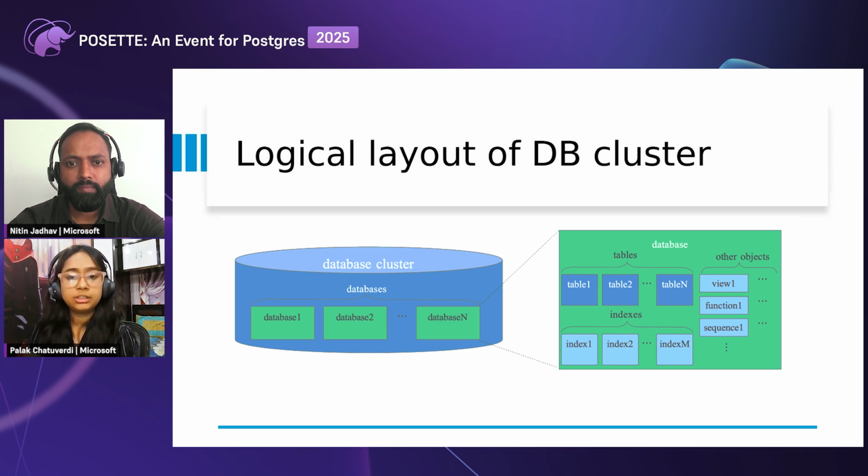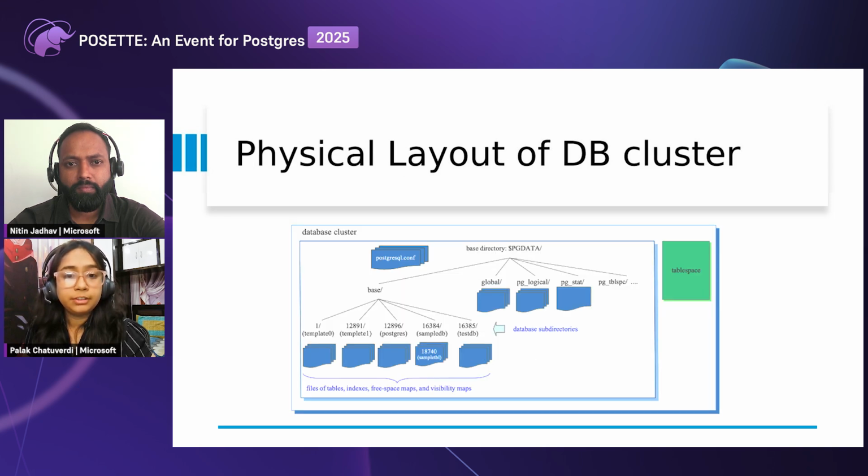You just need to run a SQL query, select star from pg_class or select star from pg_database, and you'll know what tables you have and what databases are present in your system. Now let's look at the physical layout.